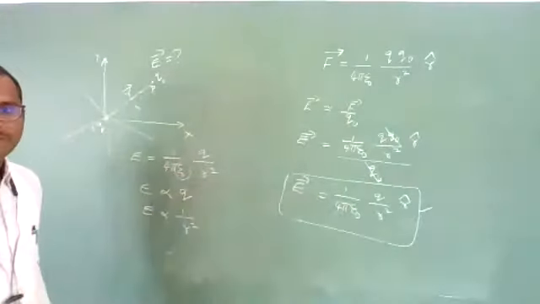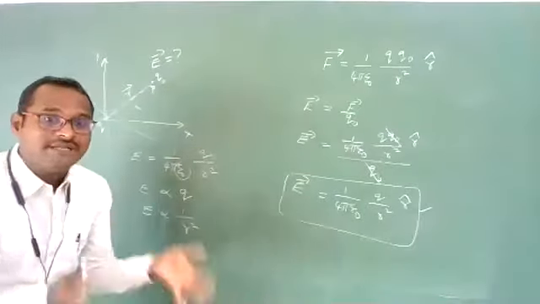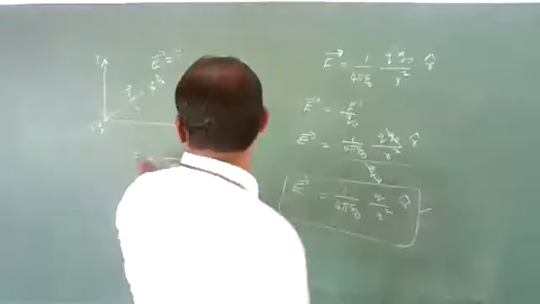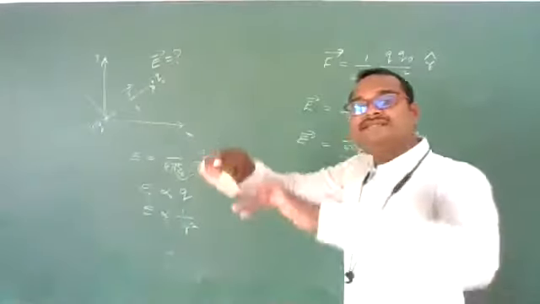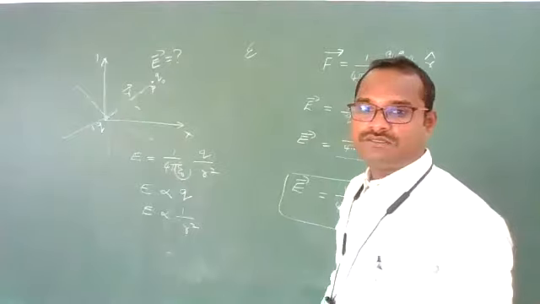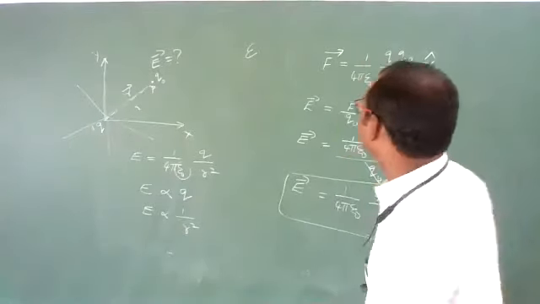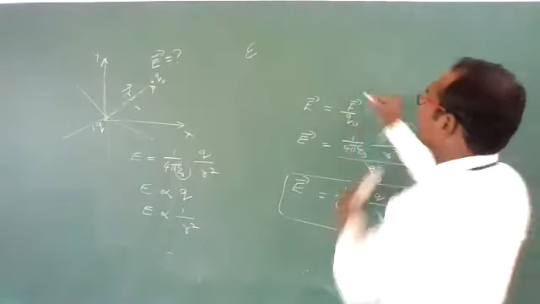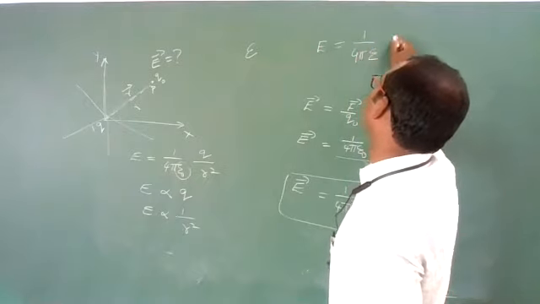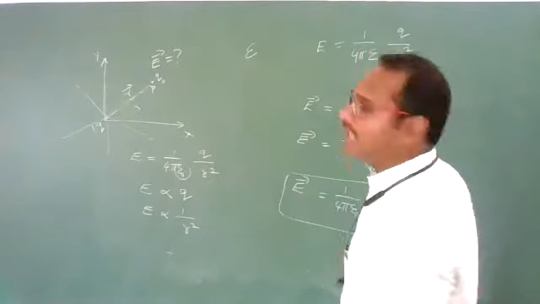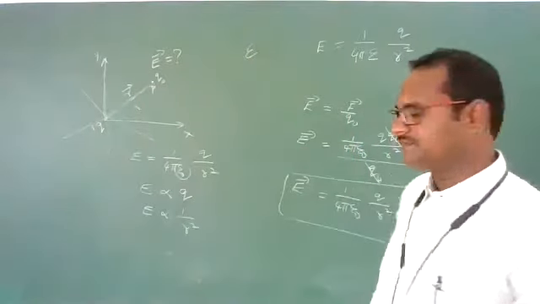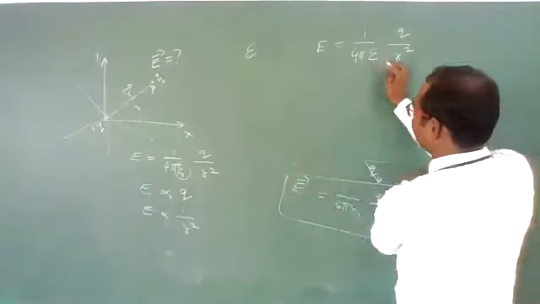Now this electric field not only depends upon Q and r square, it also depends upon the epsilon value, means it depends upon the surrounding medium. If this source charge Q is placed in another medium whose permittivity is epsilon, then the electric field is E equal to 1 by 4 pi epsilon Q by r square. Are you getting? It depends upon the permittivity of the medium.